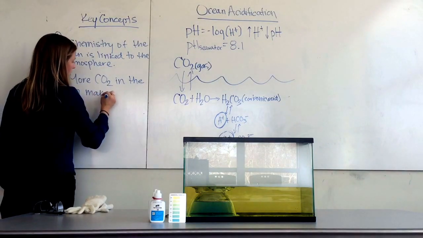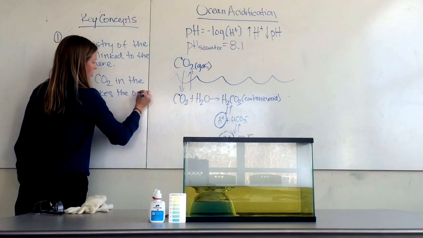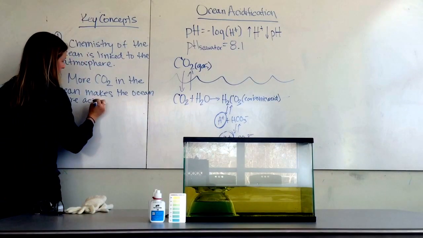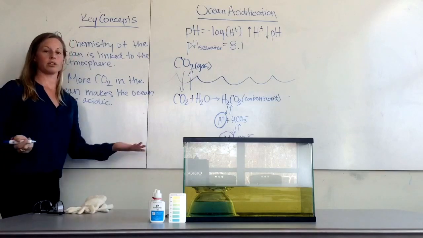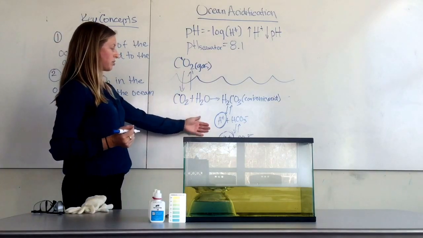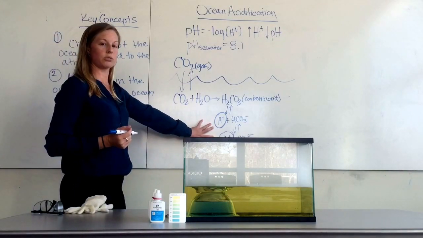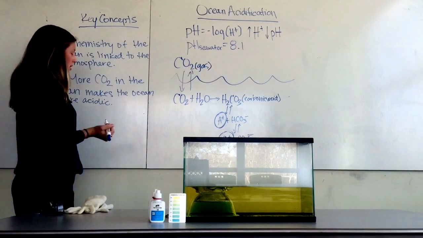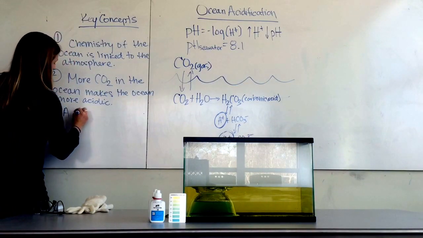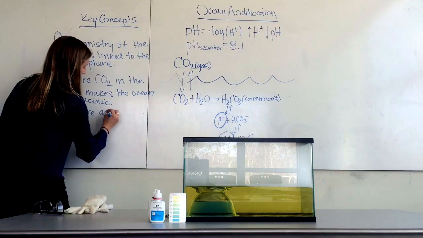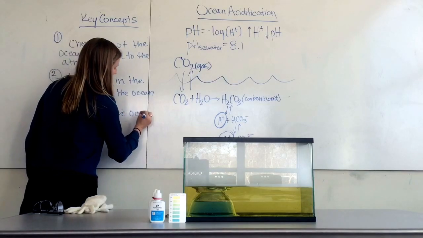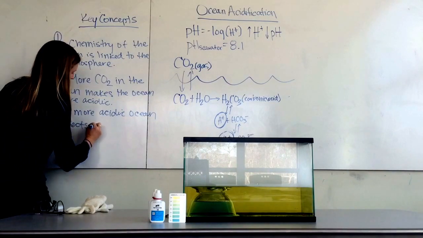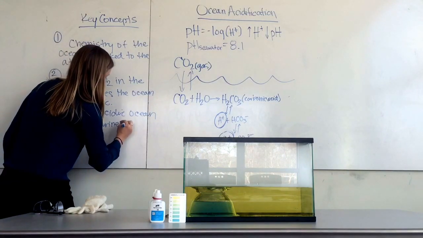makes the ocean more acidic. And this is the root of ocean acidification that we'll go into more depth today, and also what we've reviewed here. It creates these hydrogen ions, which is why the ocean becomes much more acidic. And finally, which we haven't discussed yet, is that a more acidic ocean affects marine organisms.